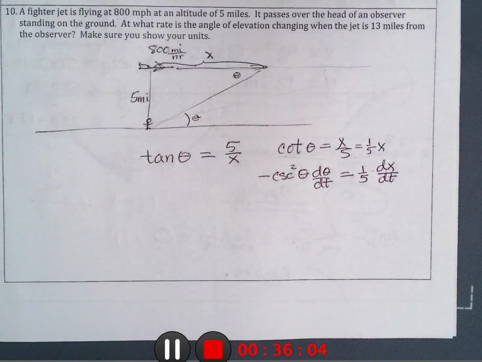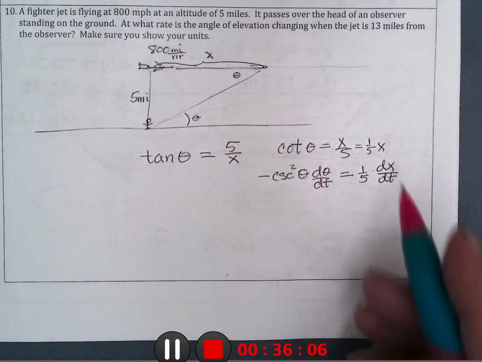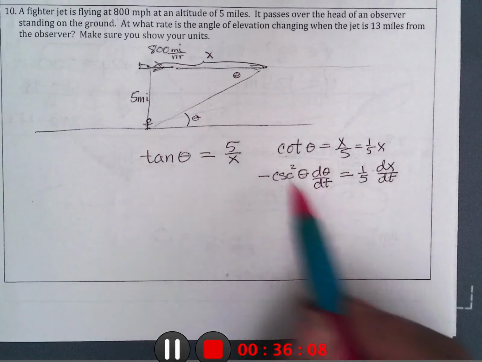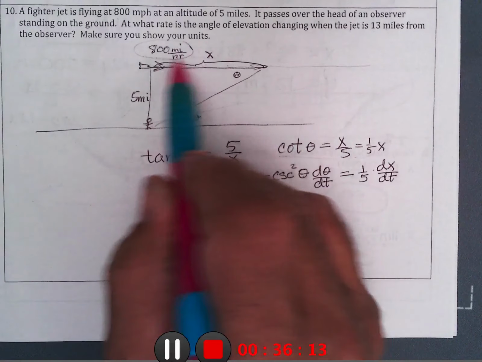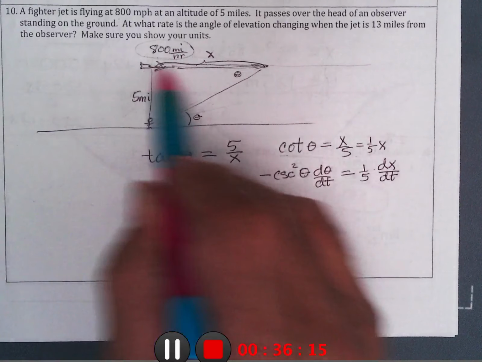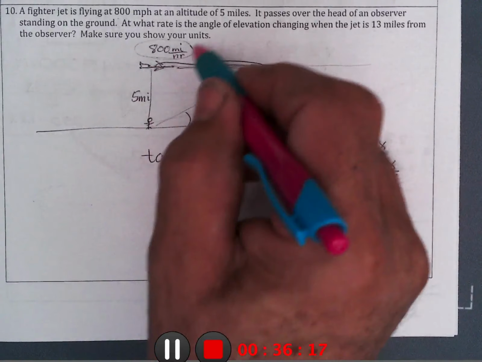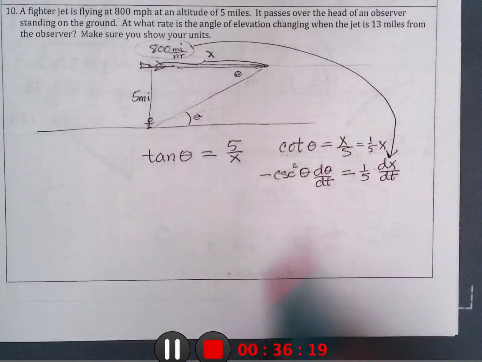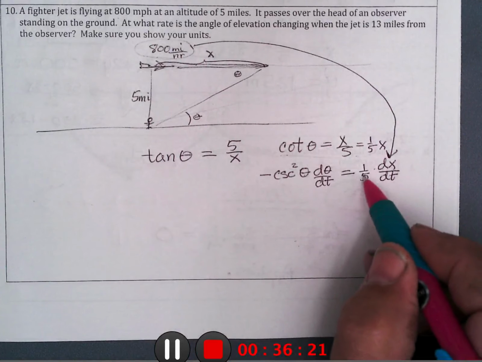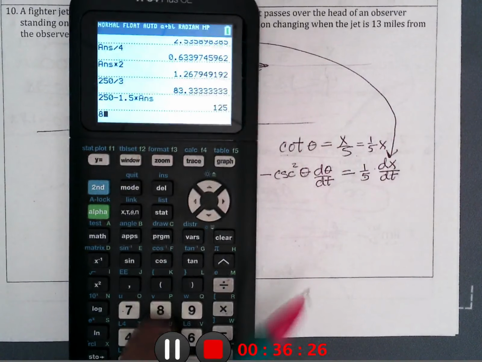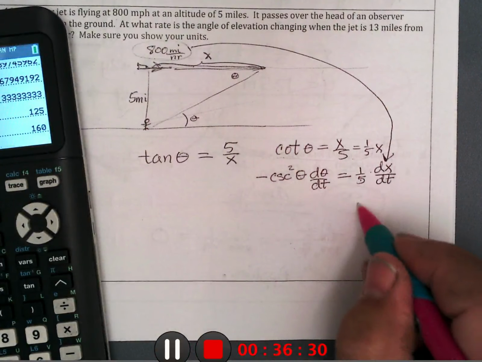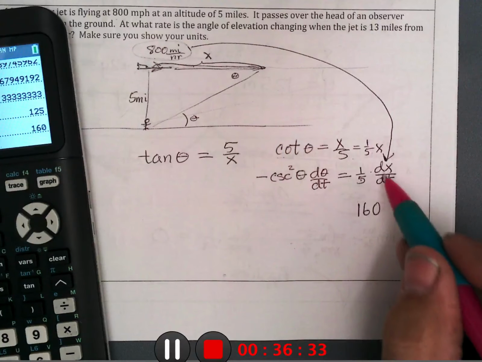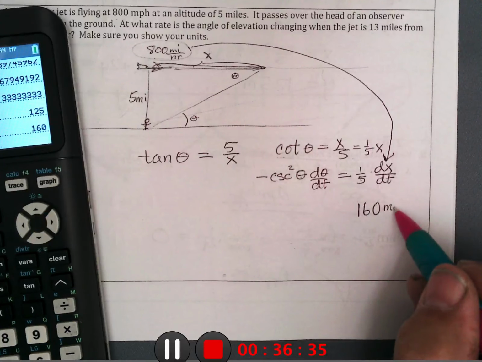So the plane is traveling at 800 miles an hour, so that's a change in this length. So dx/dt is the 800 miles per hour times a fifth. So 800 divided by 5 is 160, and that would be miles per hour.